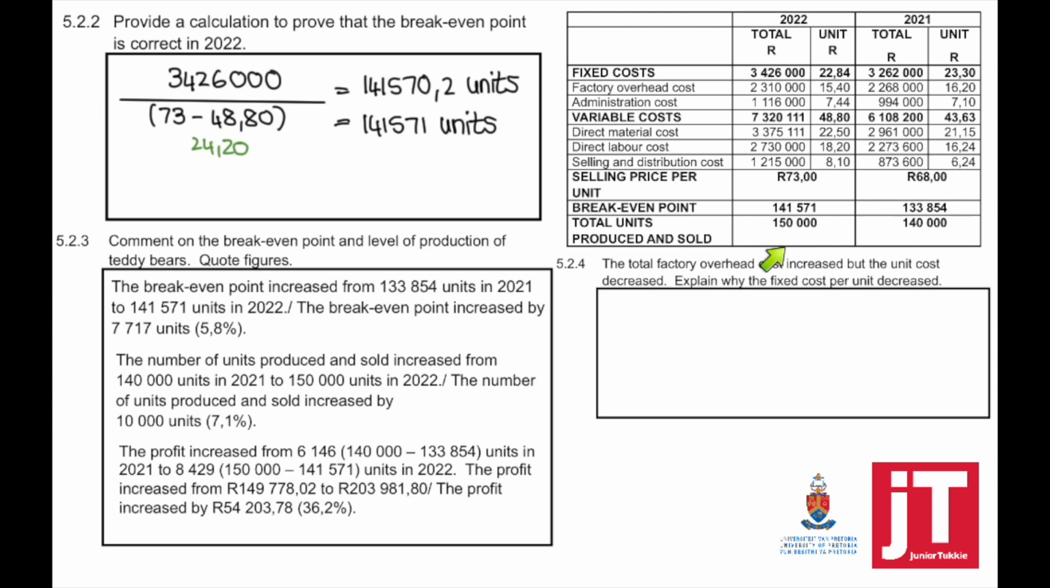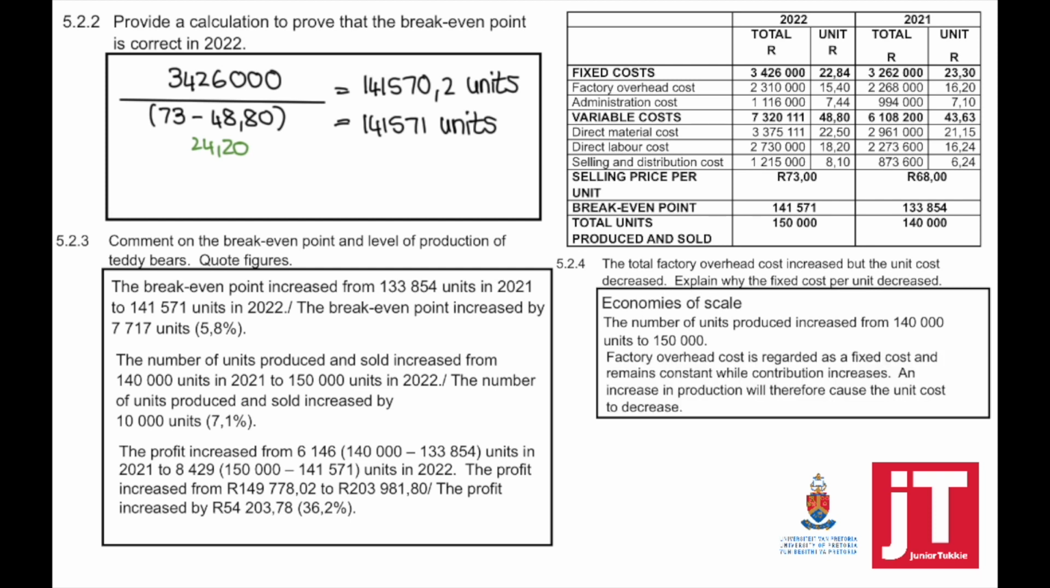And the reason for that, if we look at the number of units produced and sold, it increased to 150,000 units. So this is what we call economies of scale. The number of units produced increased from 140,000 units to 150,000. Factory overhead cost is regarded as a fixed cost and remains constant while the contribution increases. An increase in production will therefore cause the unit cost to decrease. So this is an important term to understand.